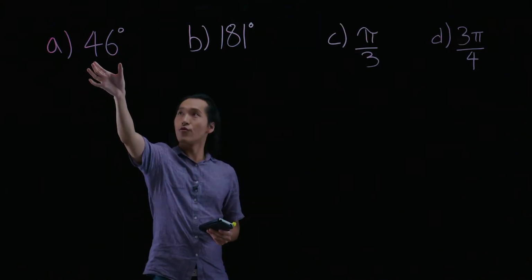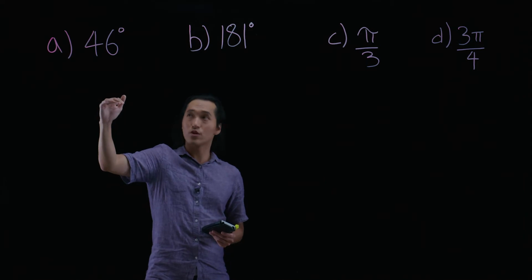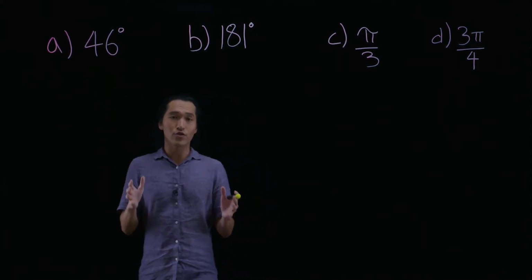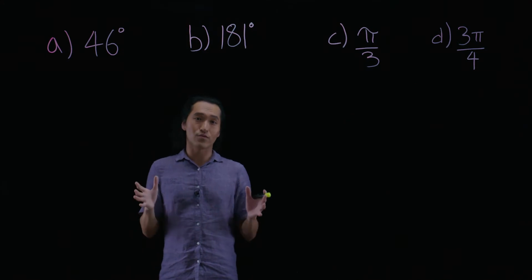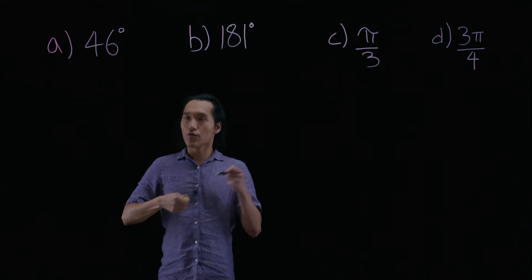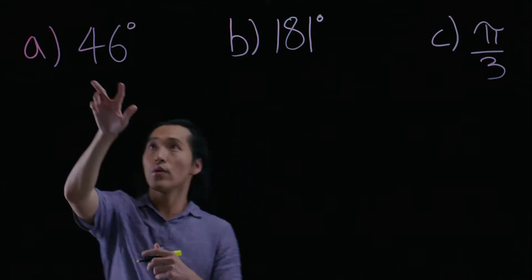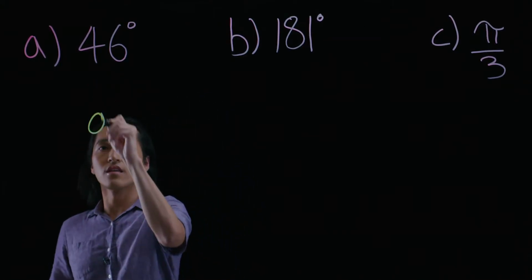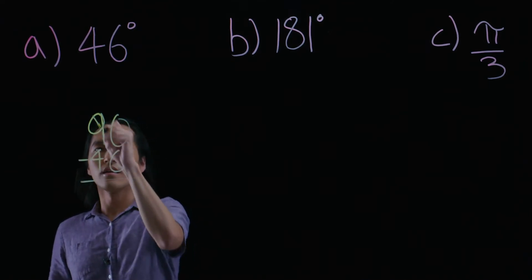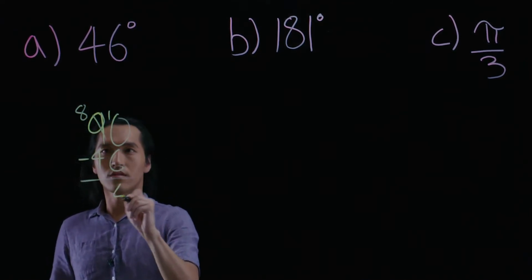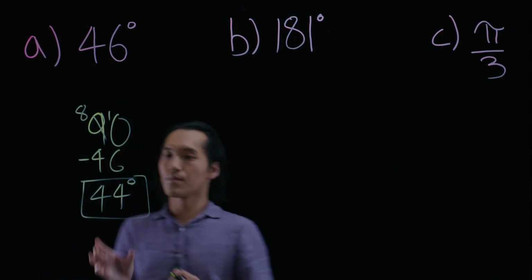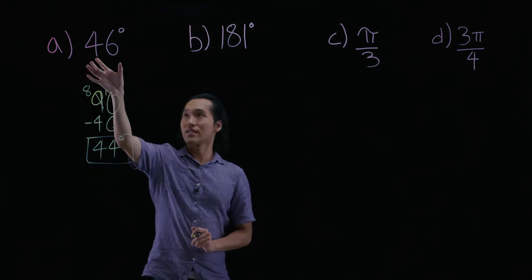The complement of 46 is whatever the difference is between 90 and 46. And meanwhile, the definition of supplementary angles is two angles that add up to 180, meaning the difference between 180 and 46. So first of all, when it comes to complements, all we have to do is take 46 and subtract it from 90, right? And so that gives us 44 degrees. So 44 degrees would be the complementary angle to 46 degrees.